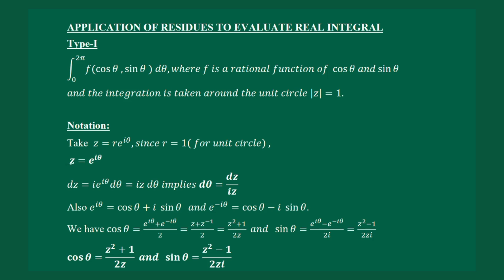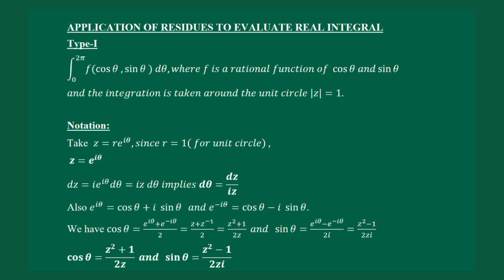So we are taking z is equal to e power i theta, so that d theta can be written as dz by iz. Again, what about cos theta and sin theta? These should also be replaced in terms of z. Already we know by Euler's theorem that e power i theta can be written as cos theta plus i sin theta. Similarly, e power minus i theta can be written as cos theta minus i sin theta.